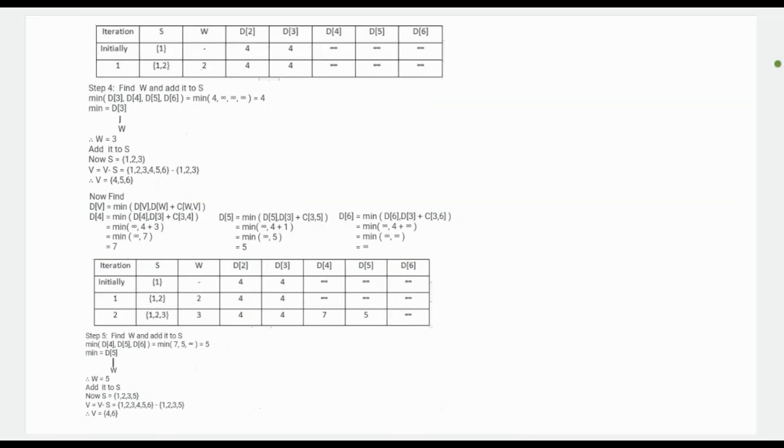So for all these values, we got S as 1. In the first iteration, we got 4 and 4 infinities. In the second iteration, S is 1 comma 2, W will be 2, where we got 4, 4, infinity, infinity and infinity. Now moving on with the next one.